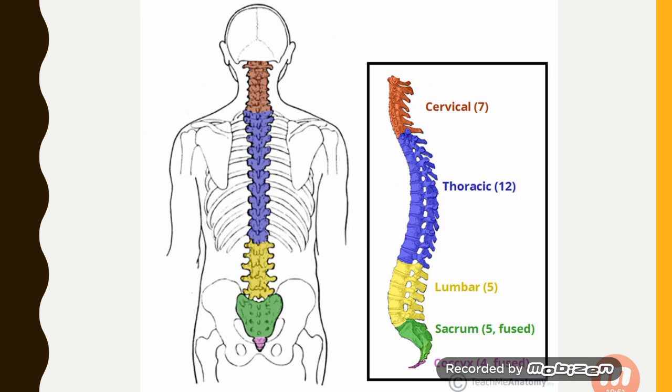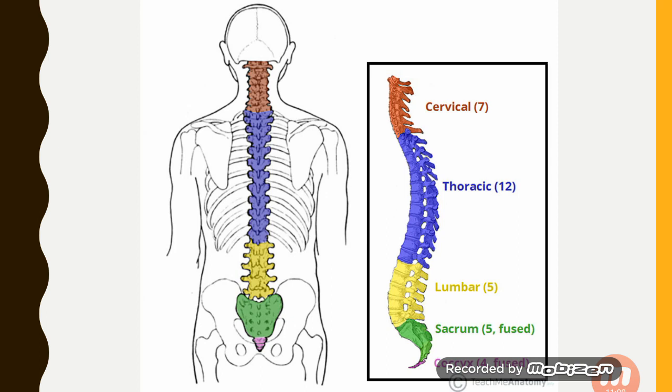The 7 vertebrae in the neck region, or the cervical vertebrae, out of which 2 are most important. First one is called atlas and the second is called axis.